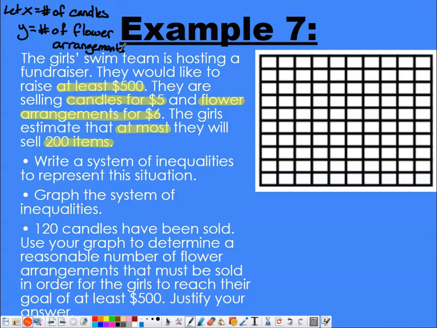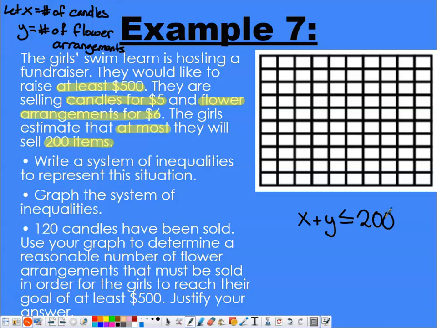Okay, so we need two inequalities here. Let's go ahead and focus on the number of items. So we know at most they're going to sell 200 items. All we do for that one is we take X, the number of candles sold, and add that to Y, the number of flower arrangements sold, and this has to be less than or equal to 200. That's the number of items sold inequality.